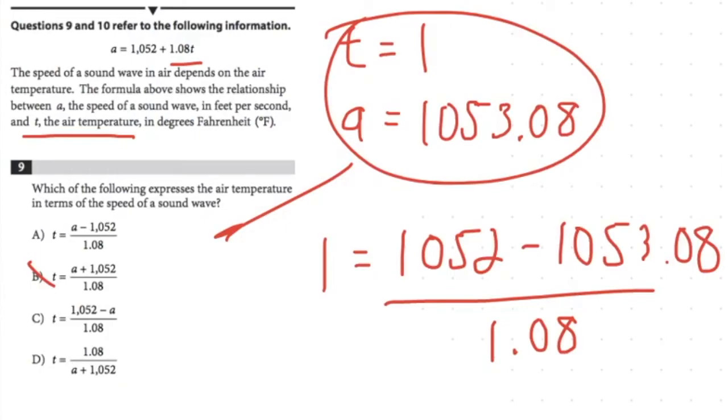And if you look at answer C and you realize that's going to be negative, because 1,053.08 is bigger than 1,052, you realize it can't be 1. It can't be true. What about answer choice D? Is that going to give us 1 for T? No. You can just look at it and see there's no way that's going to work. So we confirm it's answer choice A, which it is.